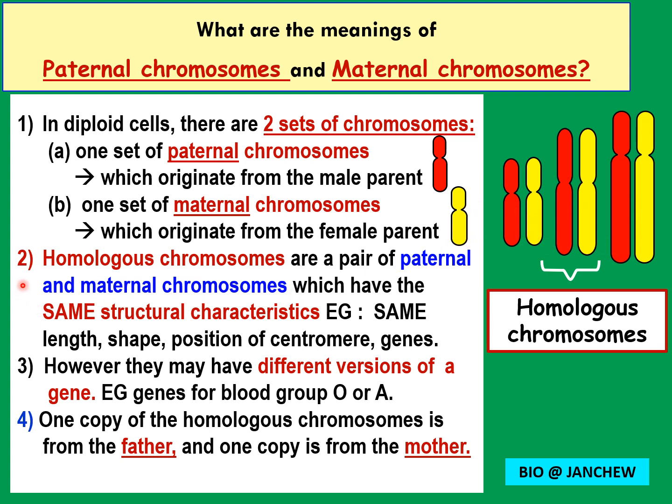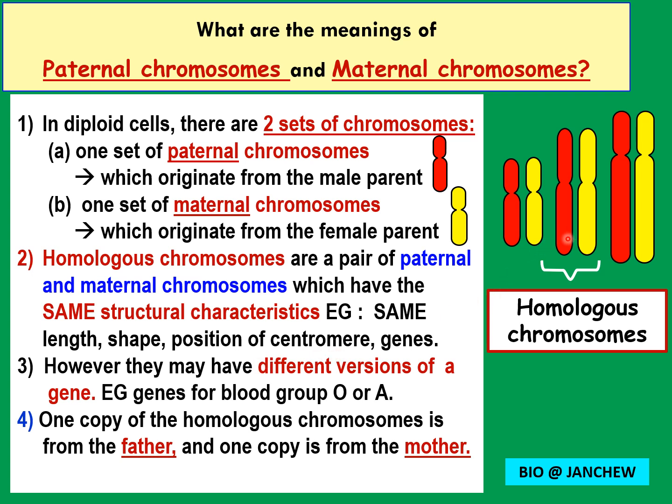Now, number 2. So from there we get the term homologous chromosomes, which are a pair of paternal and maternal chromosomes which have the same structural characteristics. That's the definition for homologous chromosomes. Same length, shape, position of centromere. That means the centromere is here in the same position, not higher up than the other or lower down. They're all the same position, the centromere. And genes also, they have the same type of genes. So this is a pair of homologous chromosomes.